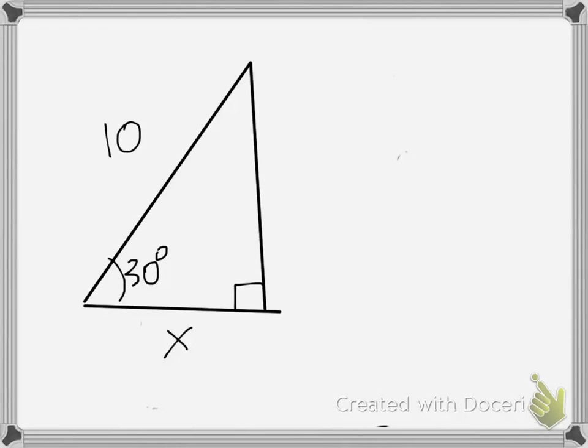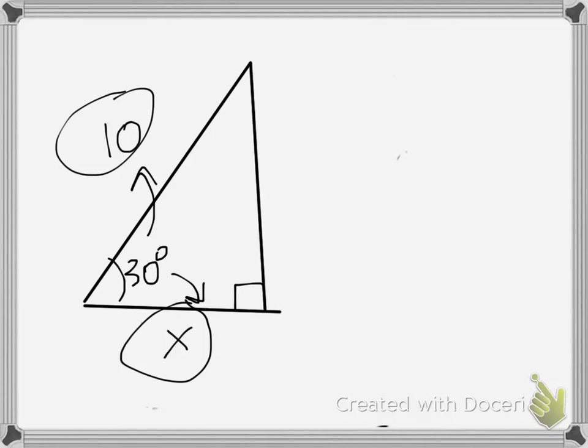Hi, so in this video we're going to do some more examples of solving for the sides of a triangle using trigonometry. So we have a triangle, we know the hypotenuse is 10, this side is x, and we want to find x. So we know the hypotenuse, and we're trying to find the adjacent side to the angle. See, this side is adjacent to the 30-degree angle.